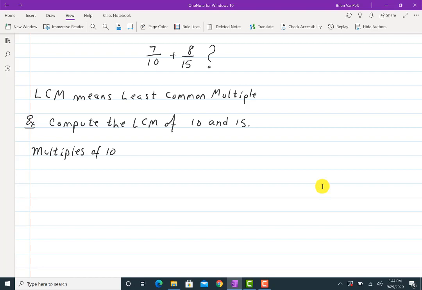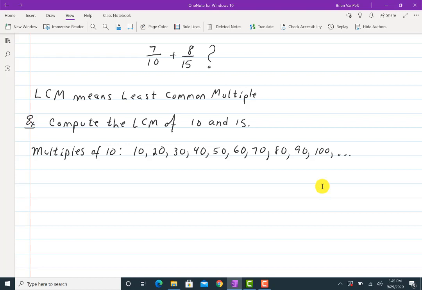Let me start with the multiples of 10. This is where you start taking the number 10 and you multiply it by whole numbers. So, for example, the first multiple of 10 is 1 times 10. The second multiple is 2 times 10. The third multiple is 3 times 10. And hopefully by now you get the idea. There's the 7th multiple, the 8th, the 9th, the 10th, and they go on forever. You can keep doing this for eternity.